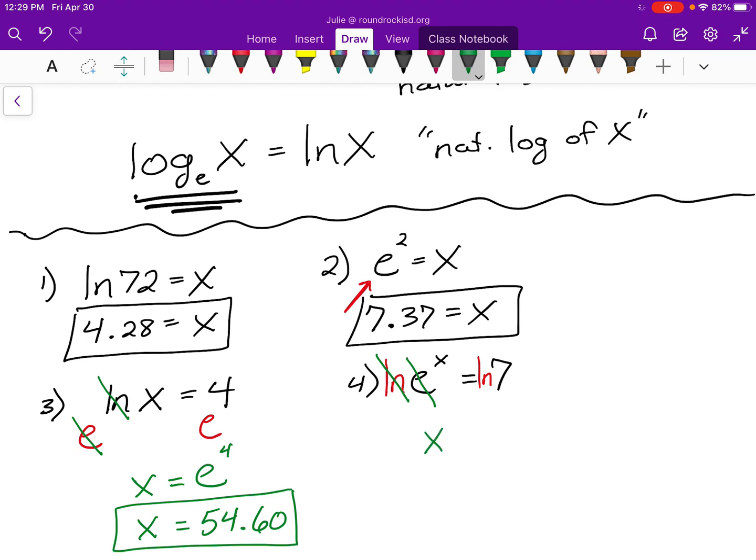And you're going to get better at this with practice. So x is equal to the natural log of 7. And if you put that into your calculator or Desmos, you will get 1.95. Okay? So let's try a couple more of these, and then I'll show you how to do it with the log properties.